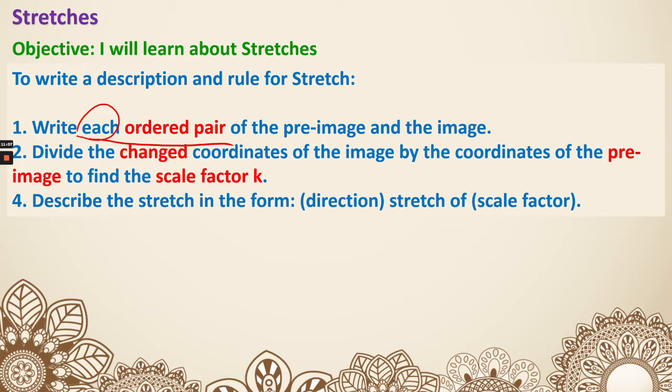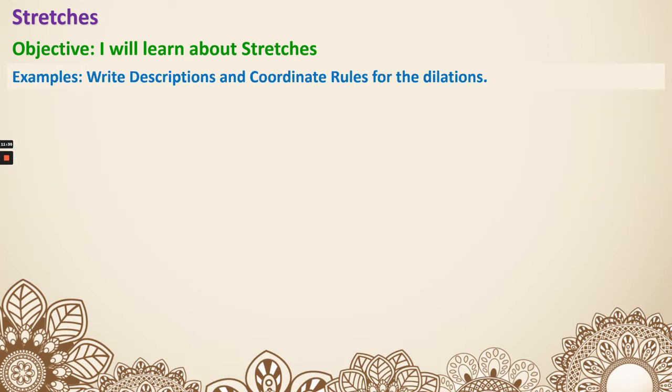Then you are going to divide the changed coordinates of the image by the coordinates of the pre-image to find a scale factor. It's still going to be the image divided by the pre-image. The only thing is, not all the coordinates are actually given, so you are going to need to see which one actually changed. Lastly, of course, describe the stretch in the form of a certain direction of stretch, of the scale factor. Now let's have a look at a few examples.